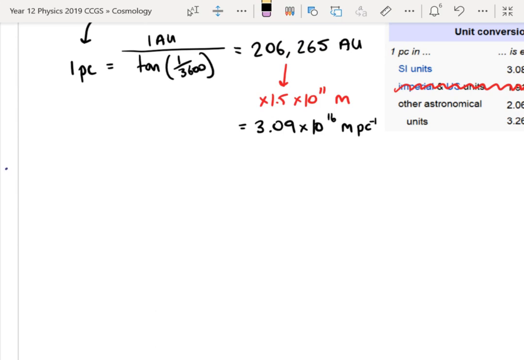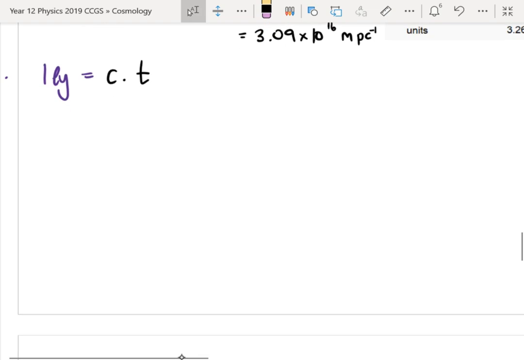So, 1 light year, and I'm sure you all remember, but a common misconception is that it's a unit of time. No, it's how far light travels in a year. It's a unit of distance. It's the speed of light multiplied by the time in a year. So let's do a quick little how many meters is that? 3 times 10 to the 8.